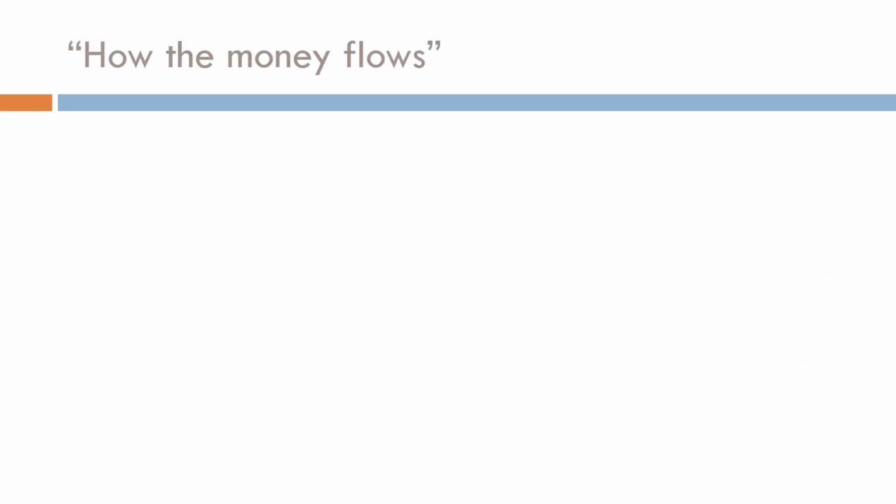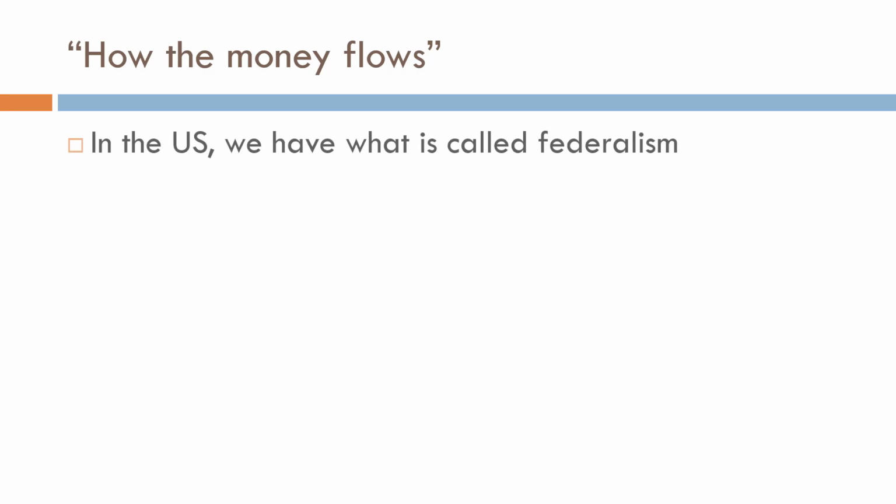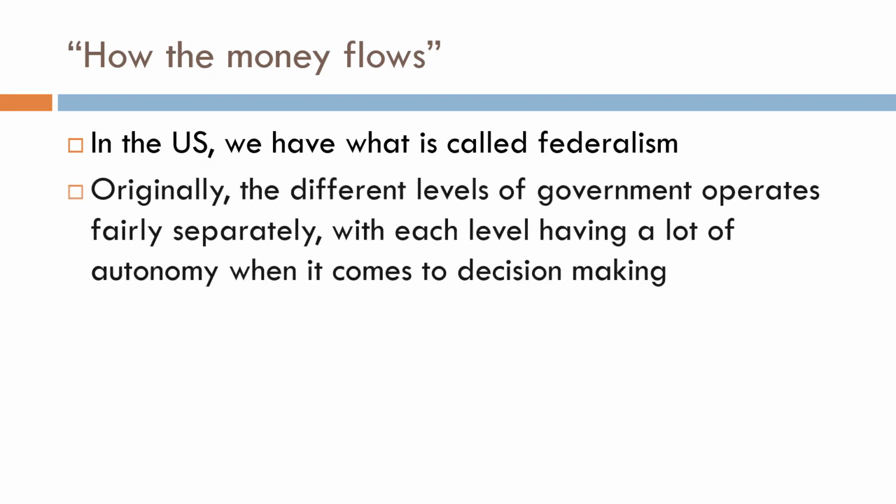Let's move on to how the money is actually flowing, the actual systems of transfer that are available. So in the US, we have what is called federalism. And this dates back to the origin of our country, where the different levels of government operate fairly separately, with each level having a lot of autonomy when it comes to decision making in general. So this is referred to as dual sovereignty.